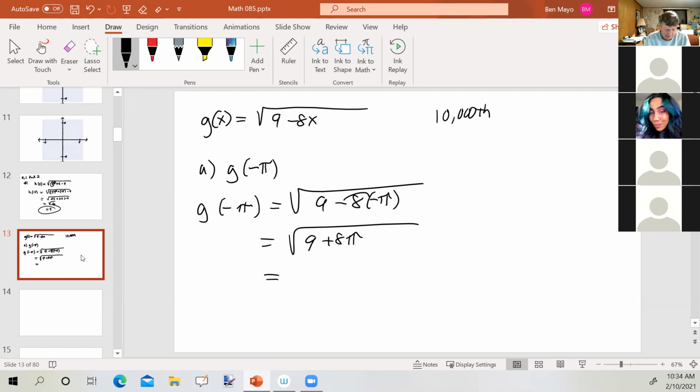So on my calculator, I'm going to find the square root. Then I'm going to put in a left-hand parentheses if it doesn't automatically put it in. Mine does. 9 plus 8 pi. Are you able to find the pi button on your calculator? Is anybody having issues with that? I wouldn't know yet. My calculator hasn't arrived. Okay. Although it's supposed to arrive today.